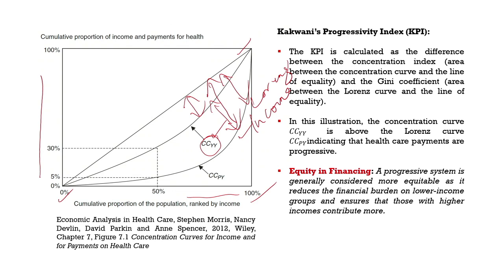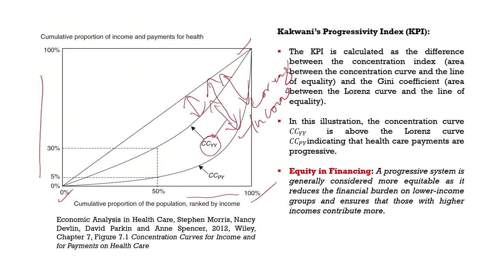People who have more ability to pay should be able to spend more. So, going by that principle of ability to pay, a progressive system is generally considered more equitable, as it reduces the financial burden on lower income groups and ensures that those with higher income contribute more to the economy. Based upon this idea of the progressivity index, various empirical studies have been carried out globally.